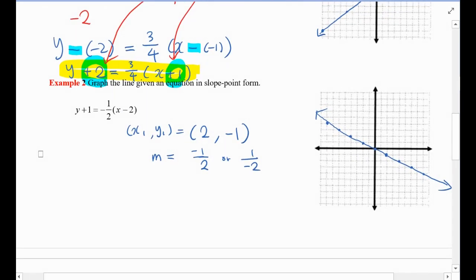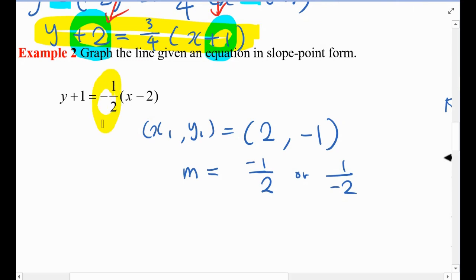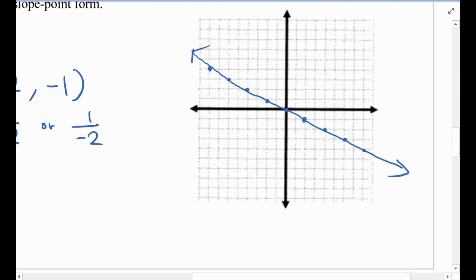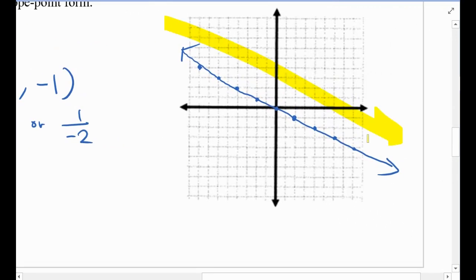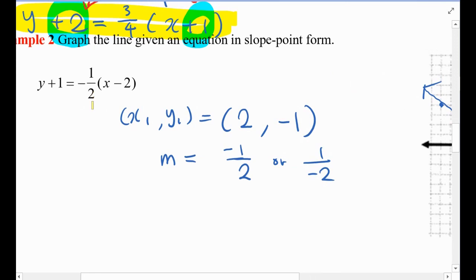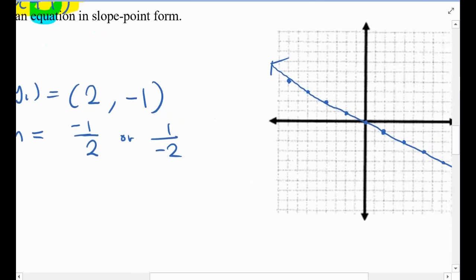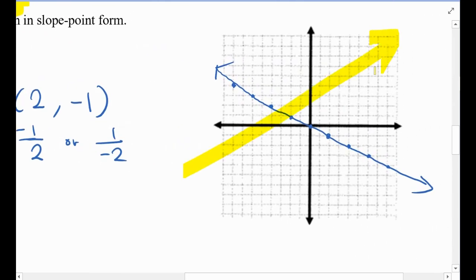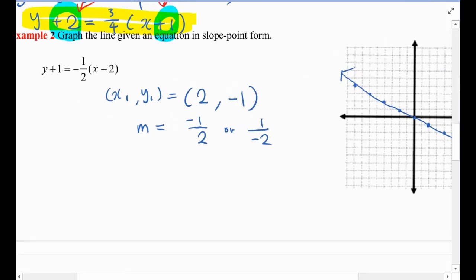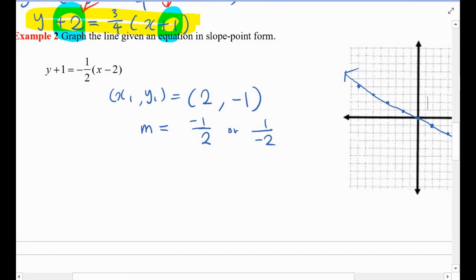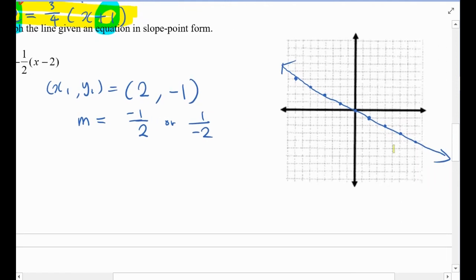Okay, so when you look at the slope, it is negative, right? That means that it is a decreasing graph. So this is a decreasing graph, okay? So when the slope is negative, if you get a positive, increasing graph, that means you're doing something wrong, okay? So check the graph. So this is how you find a slope using slope-point form, and how to draw a graph on the grid. Okay, can you guys do that?